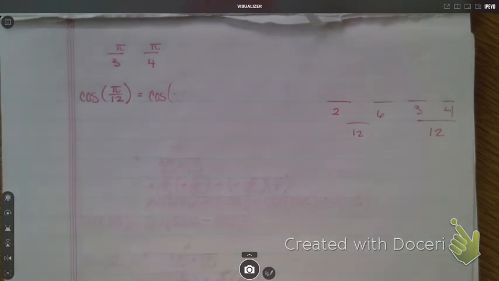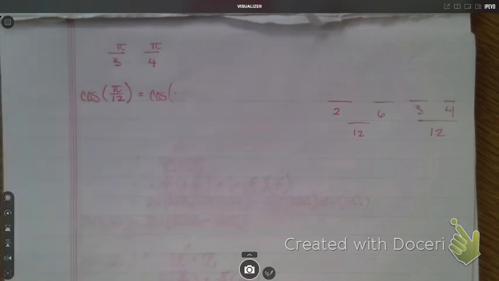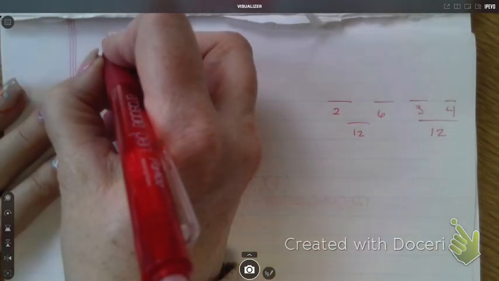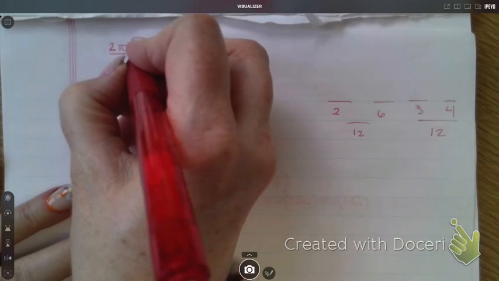Well, I'm going to tell you right now, if I have pi over 3 and pi over 4, and I get common denominators and add them, am I going to get 1 in the numerator? No. So addition probably isn't how I'm going to do this. Subtraction. Would you do 2 pi over 3 minus pi over 4?